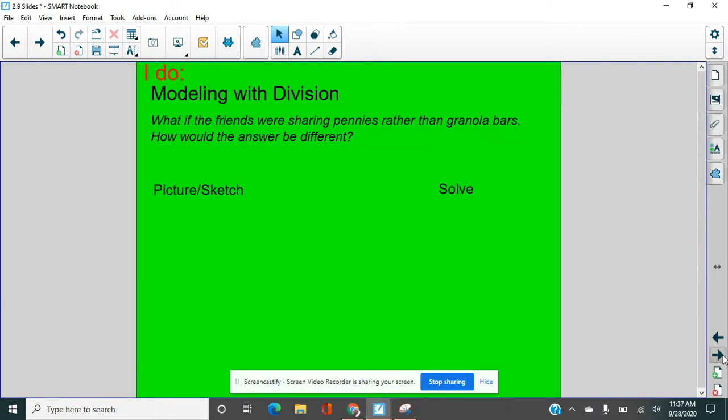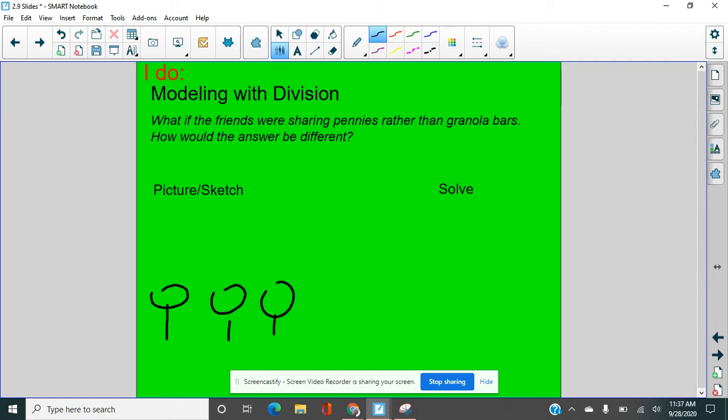But what if the kids are sharing? What if the friends were sharing pennies rather than granola bars? How would the answer be different? All right, so we have to do a picture here. So I'm going to draw the kids. There are 4 kids, and there are 6 pennies.